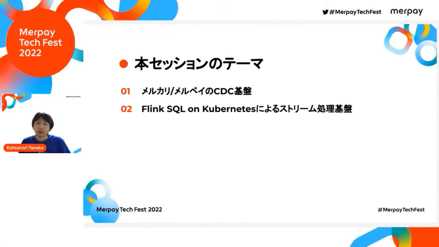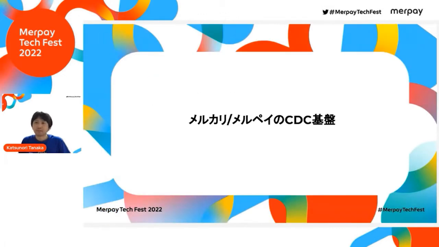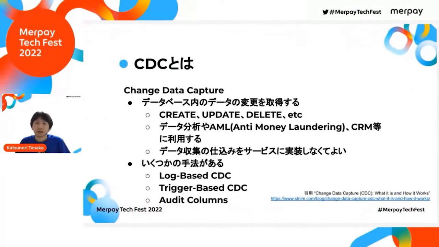So, the first half of the session is about the CDC infrastructure of Merpay. Let me explain CDC. CDC stands for Change Data Capture, which is a mechanism to capture data changes such as create, update, and delete in the database in real time and store them in a data lake or data warehouse. This has the advantage of utilizing data faster than batch processing. Specific methods include log-based, trigger-based, audit columns, etc. The available methods vary depending on the target database.